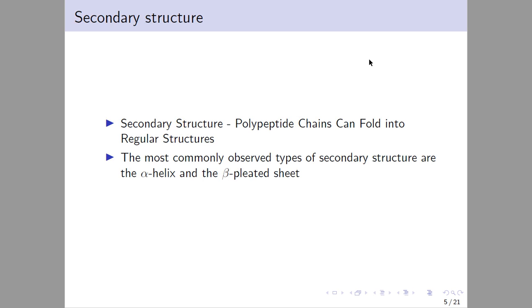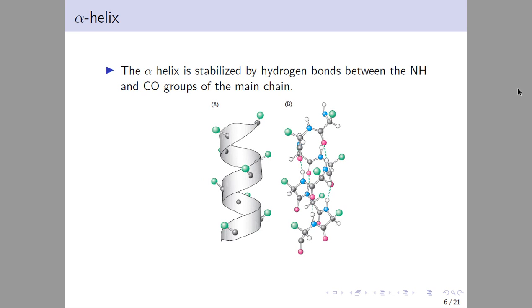Next we're going to see the secondary structure. The polypeptide chain can fold into regular structures. The most commonly observed types of secondary structure are the alpha helix and the beta pleated sheet. The alpha helix is stabilized by hydrogen bonds between the NH and CO groups of the main chain.